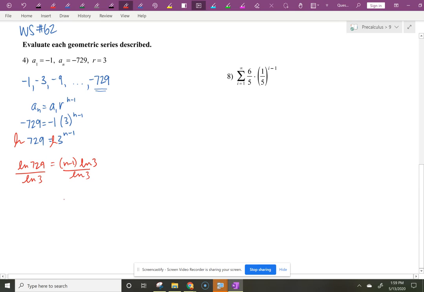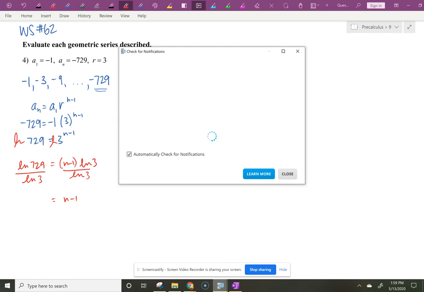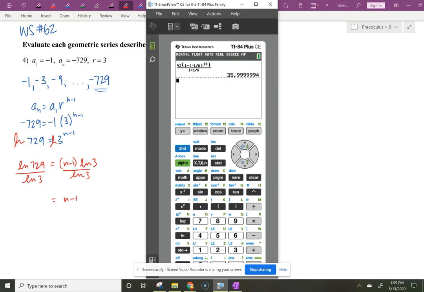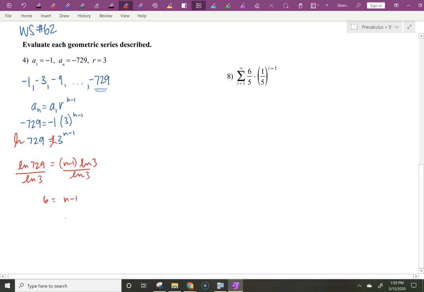And that would now tell me that n minus 1 is equal to, now use your calculator, and you hit ln of 729 divided by ln of 3, and you get yourself a 6. And so now you know that n is 7. So that is the 7th term.